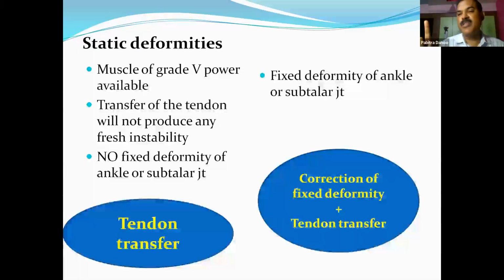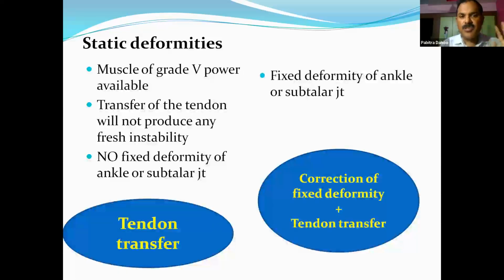And the third principle is that there should not be any fixed deformity. Then only we can go for tendon transfer and stabilize the joint. If the second is not suitable, that means the tendon transfer will create another deformity, the second point is not valid here. The third is fixed deformity of the ankle or subtalar joint. If the fixed deformity is there, then you have to correct the deformity first, then go for tendon transfer.